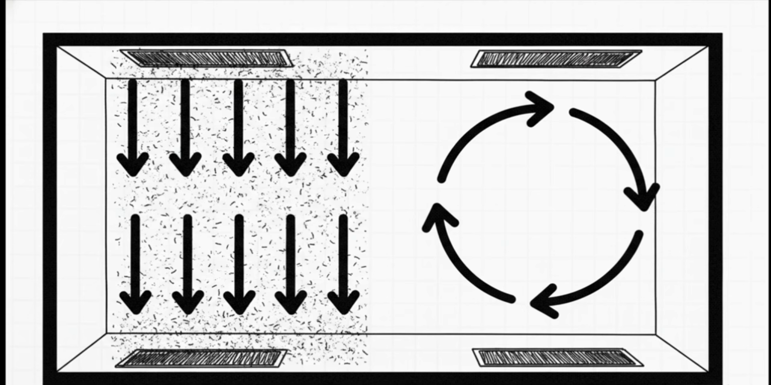For a Class B cleanroom, the system is designed to completely replace all the air in the room 65 to 70 times every single hour. That's more than once a minute. The air itself is quite literally engineered as a dynamic, moving barrier.